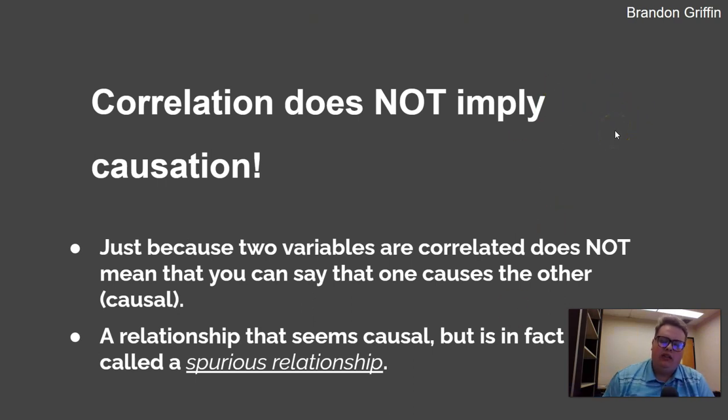One thing that you have to realize when talking about correlation is correlation does not imply causation. And what does that mean? It means just because two variables are related does not mean that one causes the other. So we saw that reading time is going to increase your ACT score. That makes sense in general. But just because two things are related doesn't mean that one causes the other. A relationship that seems causal or is correlated but is in fact not is called a spurious relationship.